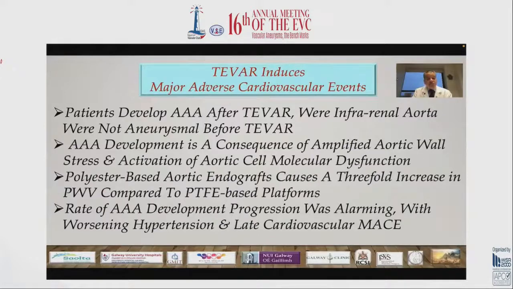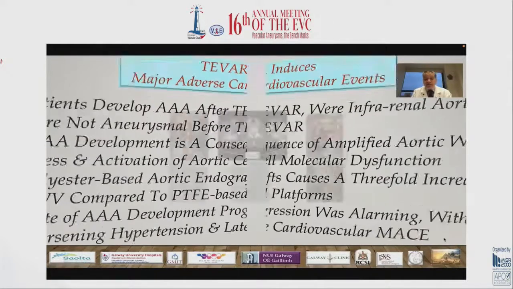Patients developed AAA after TEVAR where the infrarenal aorta wasn't aneurysmal before TEVAR. And I'll show you a very strong example about that. AAA development is a consequence of amplified aortic wall stress and activation of aortic cell molecular dysfunction. Polyester-based aortic endograft causes a threefold increase in peak wave velocity compared to PTFE-based platform. The rate of AAA development and progression was alarming, with worsening hypertension and late major adverse cardiovascular clinical events.